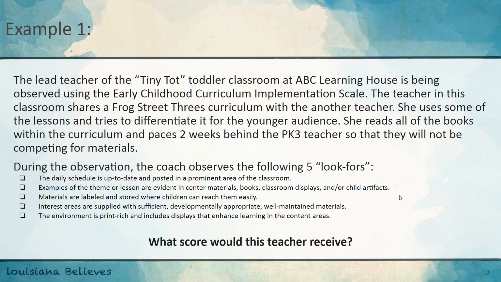You're right, Paulo. This teacher would receive a 2. They are using the curriculum, but it's not the curriculum for that grade level, for that age level, and they are not using their own personal curriculum. They're using parts of it that they've borrowed from another classroom. So even though they do have 5 look-fors that have been identified, they would still be scoring a level 2.